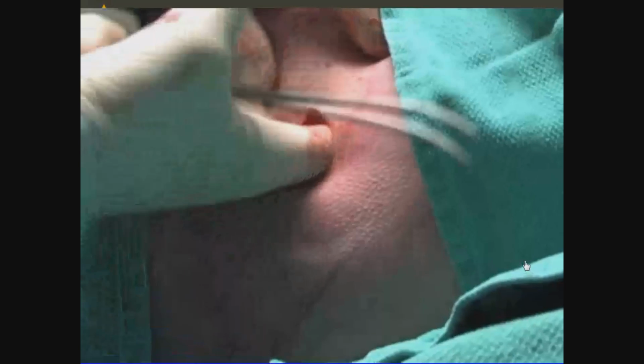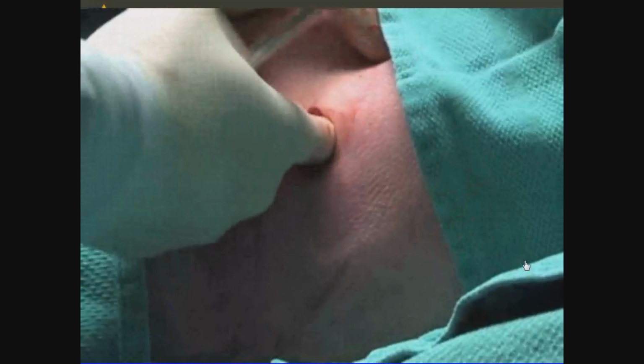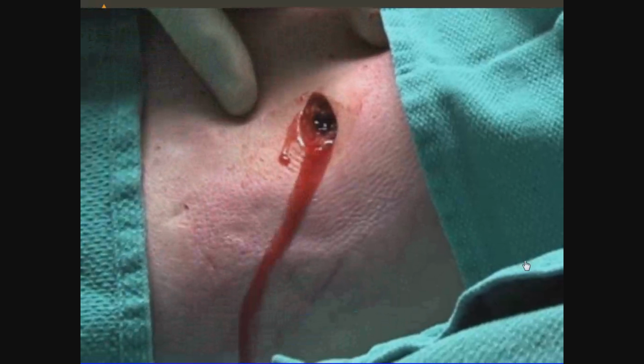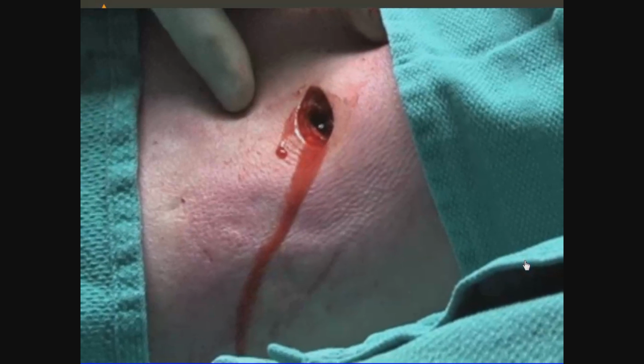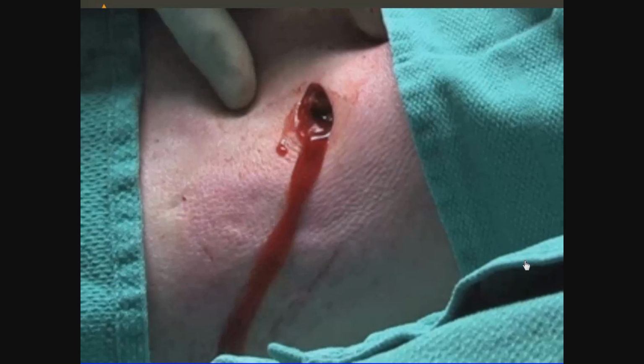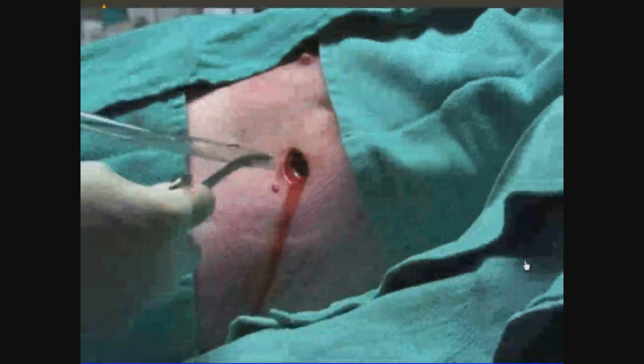Once the pleural space is entered, use your index finger to ensure the lung is not adherent to the chest wall, which may impede passage of the tube into the pleural space. Often, pleural fluid will trickle out through the tract, further confirming entry into the pleural space.